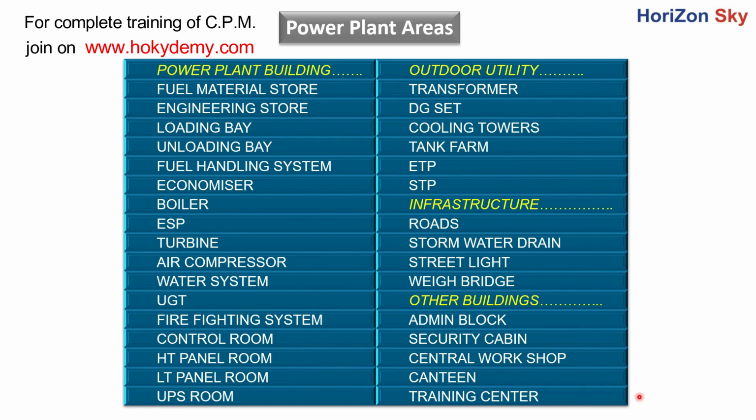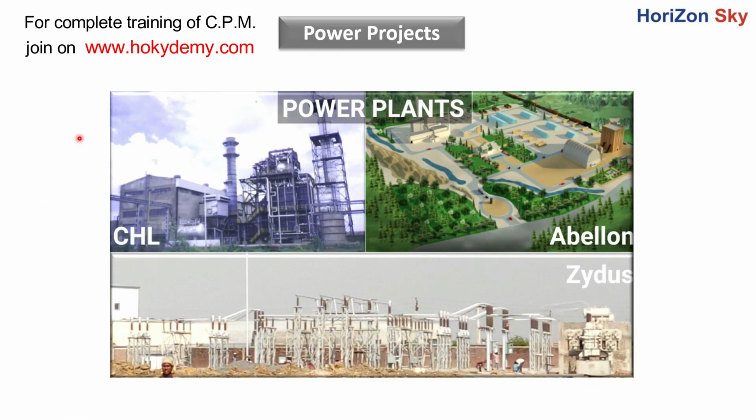So this brings us to the end of the different kinds of areas that are there in a power plant. Moving on to the next slide. These are some of the power projects that have been done by us. The first one is the core. It is now owned by Nirma as of present. Then we have the Abalone Energy, and finally we have the Zydus substation switchyard. These are some of the snippets of the projects that are done by us in this sector.